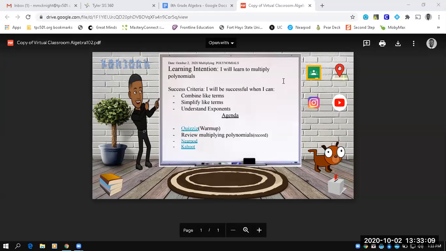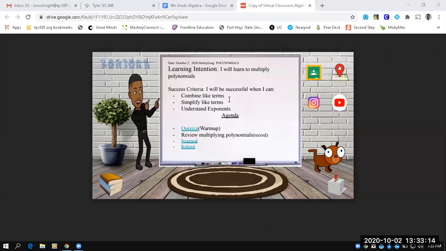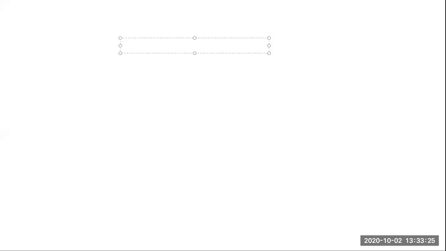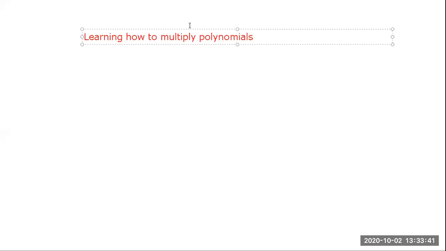In order to be successful, you have to be able to combine like terms, simplify terms, but also understand how exponents work. We're going to go through a lot of that right now. Let me pull this whiteboard up and we'll get going. We're going to be learning how to multiply polynomials. And again, this has a lot to do with the distributive property. But before we do that, I want to get into some stuff.